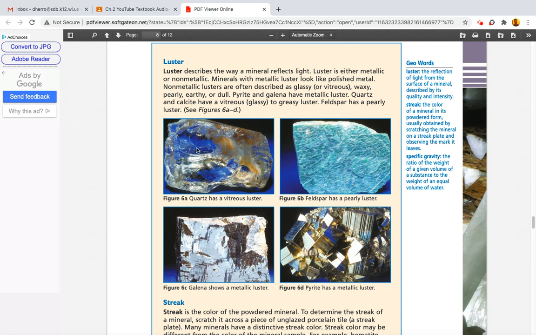Quartz has a vitreous luster, and vitreous means glassy. And then feldspar has a pearly luster. All right.